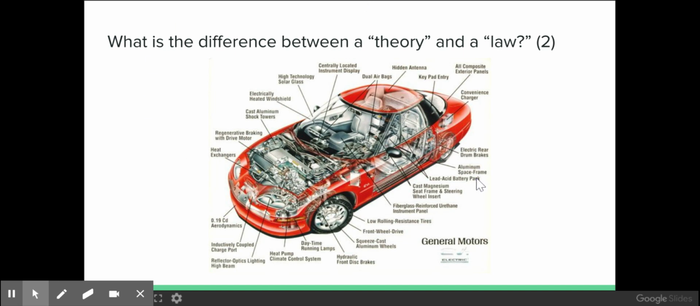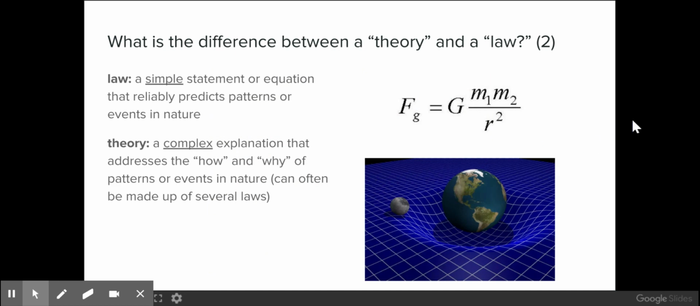A theory is essentially a collection of laws. A law is something that's very simple, like the steering wheel. It does one thing. A theory, on the other hand, is a very detailed explanation of why something works. And oftentimes it is composed of other laws. A law is a simple statement or an equation that reliably predicts patterns or events in nature. On the other hand, a theory is a complex explanation that addresses the how or the why of the patterns or events that we see in nature.